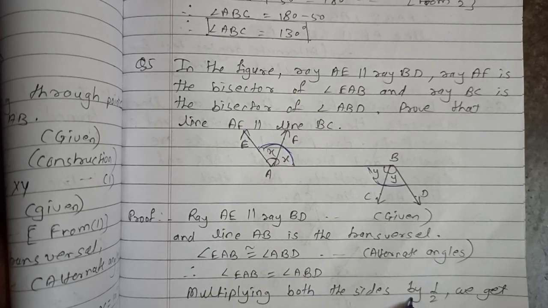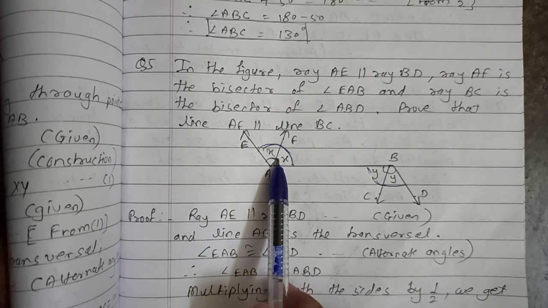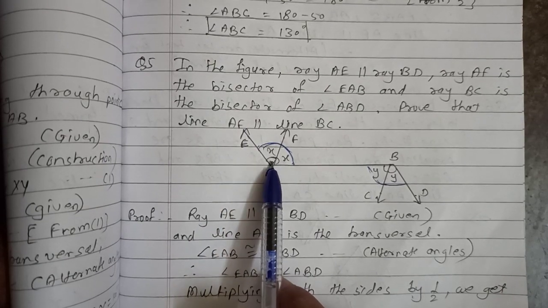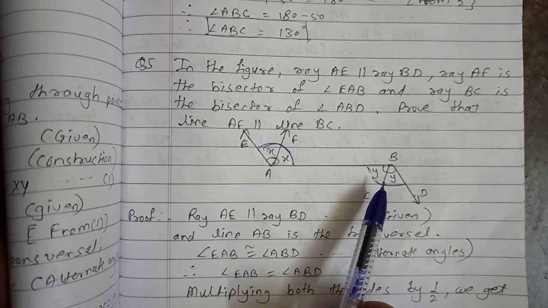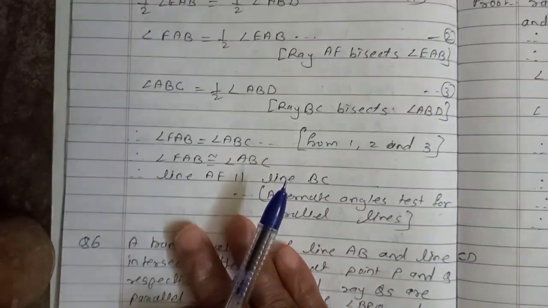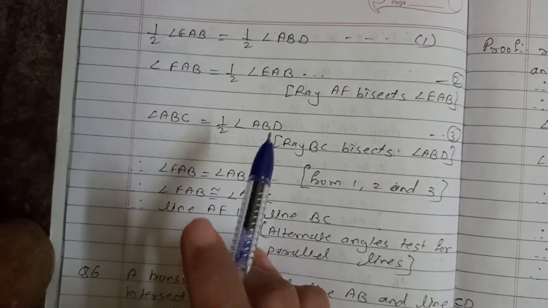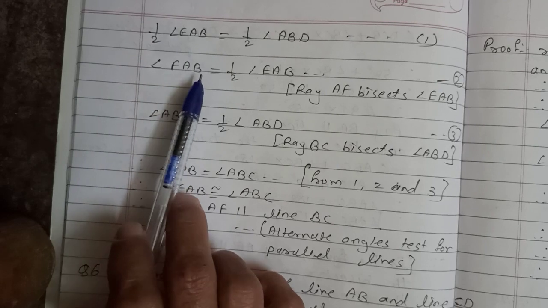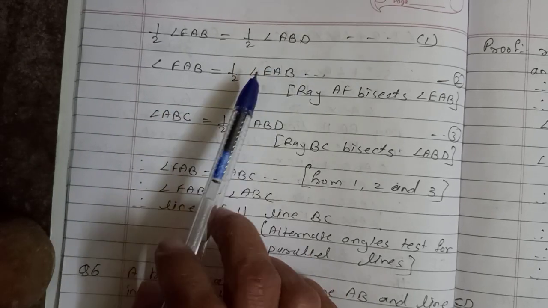Multiplying both sides by 1/2: if we multiply 2x by 1/2, we get x, and if we multiply 2y by 1/2, we get y. Therefore, 1/2 of angle EAB is equal to 1/2 of angle ABD. 1/2 of EAB means FAB, and 1/2 of ABD means ABC.